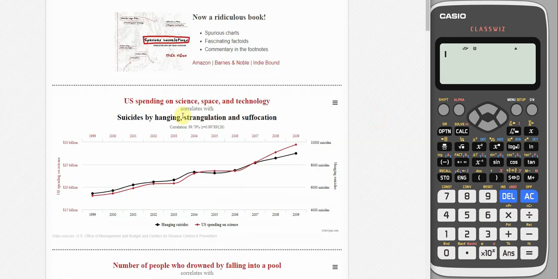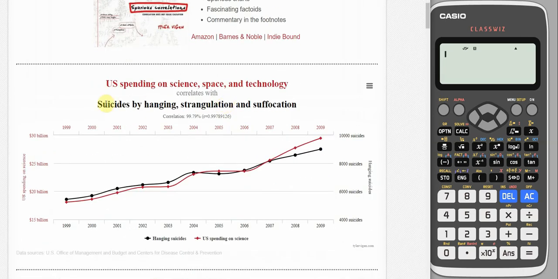So this first example here is graphed US spending on science, space and technology. And then that seems to correlate with suicides by hanging, strangulation and suffocation. Yeah, that data, it does look like there's correlation here. This is clearly just a case of happening by chance. Or there could be some third or fourth factor into play. But given enough data, and there's billions and billions of data around nowadays, you're always going to find examples like this.